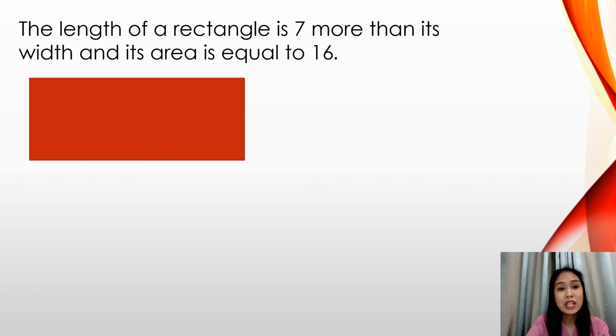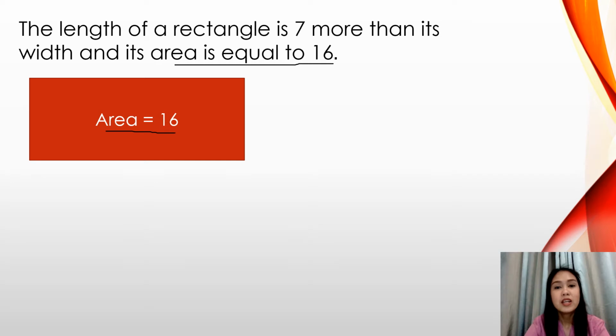The given is: the length of a rectangle is 7 more than its width and the area is equal to 16. The very obvious given in this sentence is the measurement of the area, which is equal to 16. Another thing that we can get out of the sentence is that the width is not given. So therefore, we can assign the width as x.